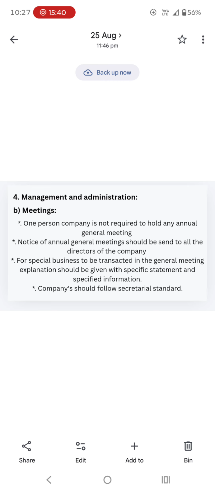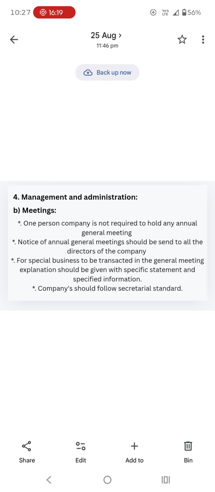Next point is for special business to be transacted in general meeting, explanation should be given with specific statement and specific information. If someone is generating a special business, it should be explained why it is done in the general meeting, why you are doing this, and for what reasons. Questions will be arising, so it should be cleared, and they should provide a specific statement about the specific information, why it is going to happen, why it is a separate special business to be transacted.